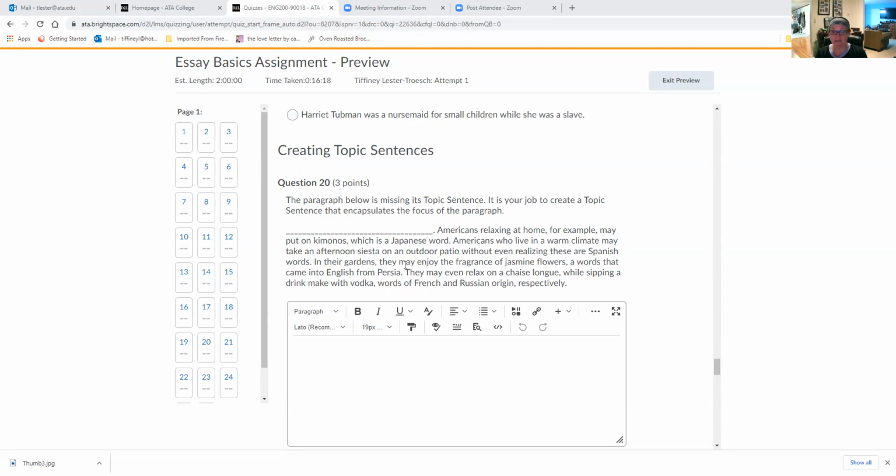You've got to keep that in mind. You're not just saying, oh, this paragraph is about blah, blah, blah, or not even putting it in a complete sentence. You are supposed to create the topic sentence. We learned what topic sentences are. It is the first sentence of a paragraph that tells the reader exactly what the narrowed focus is. You've got to figure out what the focus is and then create the sentence.